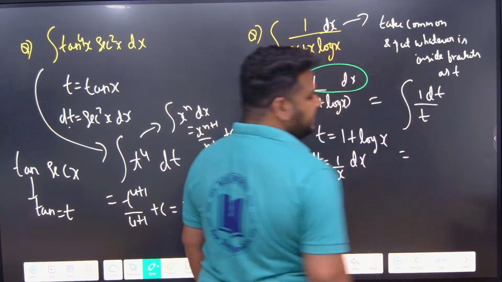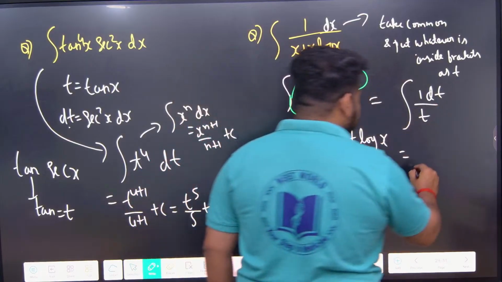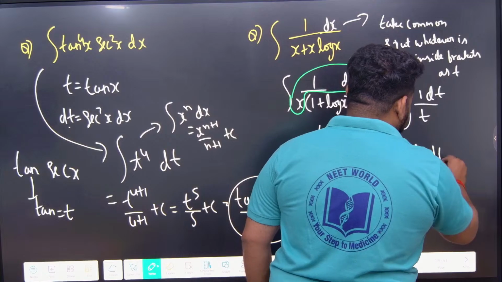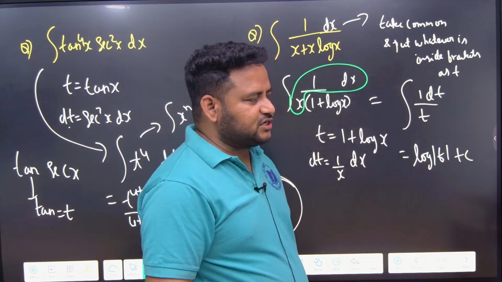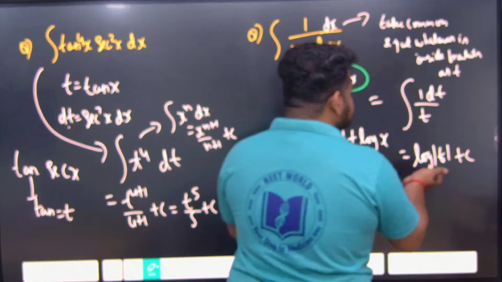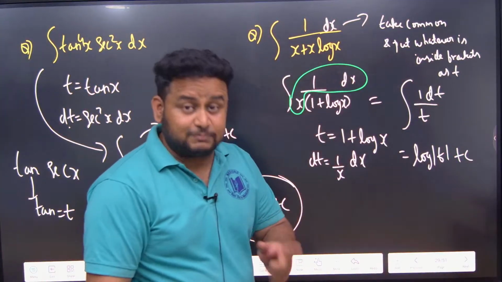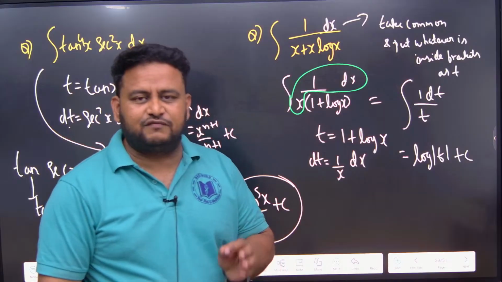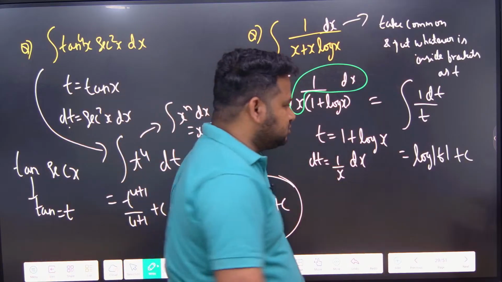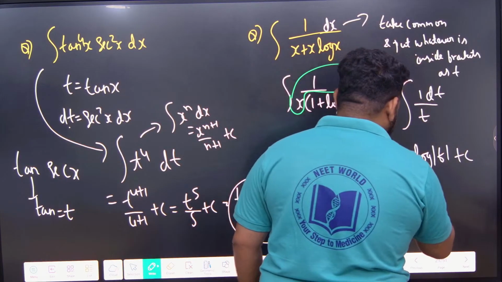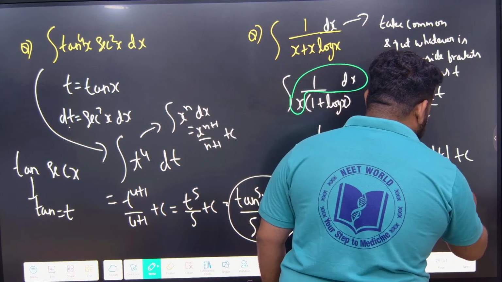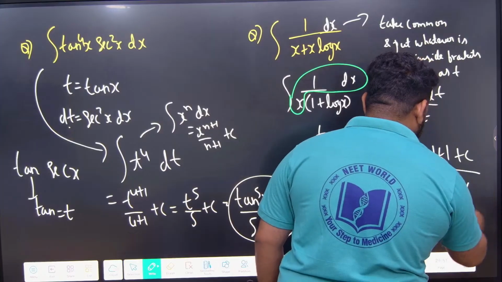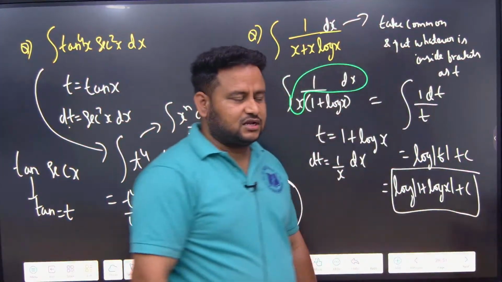So the integral of 1 by t is log mod t. So this will become log mod t plus c. After integrating, definitely we should write the constant of integration, plus c. But t is what? In the final step we have to substitute for t. So this will become log of 1 plus log x plus c. So this will be the final answer, friends.